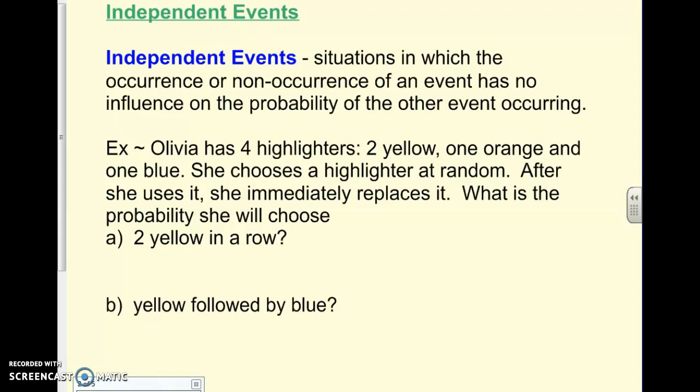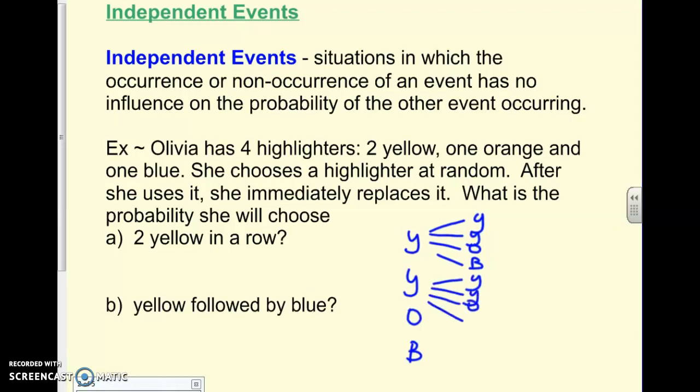So we want the probability of choosing 2 yellow in a row. So if we look at all of the possible outcomes, she could choose yellow, yellow, orange, or blue. And then on her second one, she could choose yellow, yellow, orange, or blue. So you could do this in a tree diagram, or you could make it up in a chart. The chart might be a little bit neater than this because it's a little bit messy. Orange or blue. And then blue could be yellow, yellow, orange, or blue.